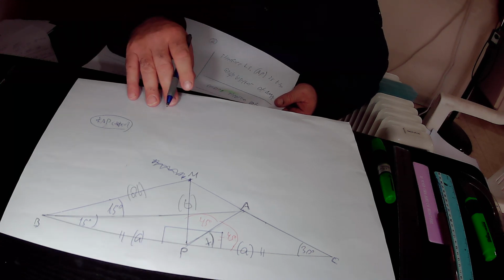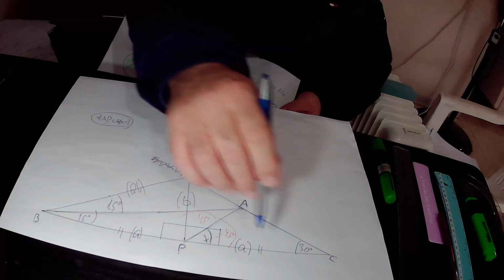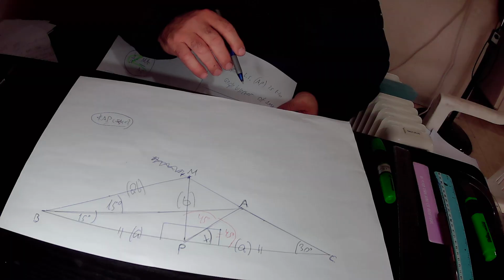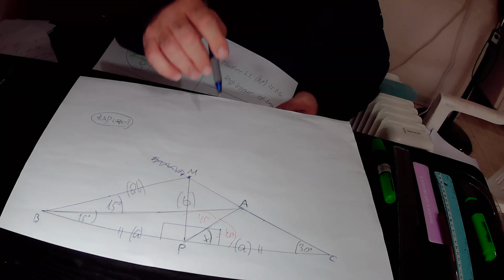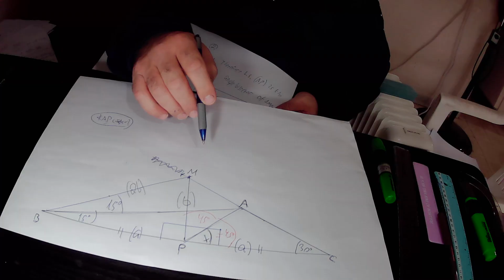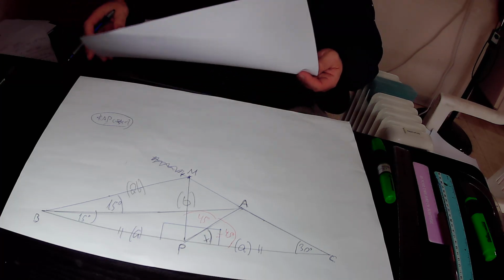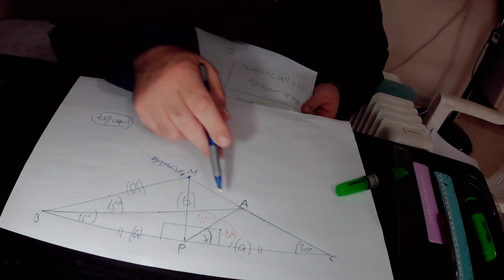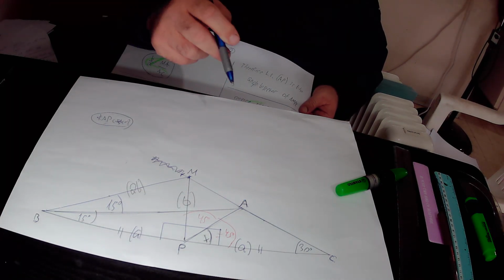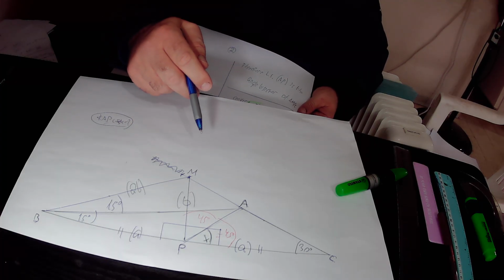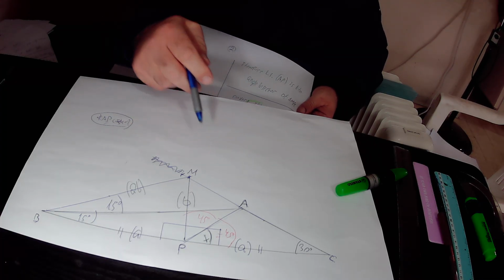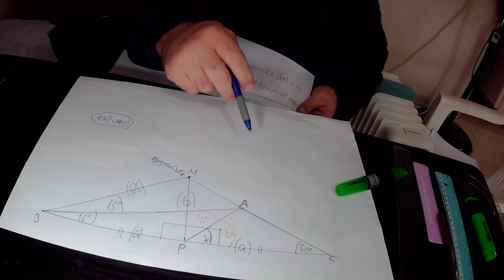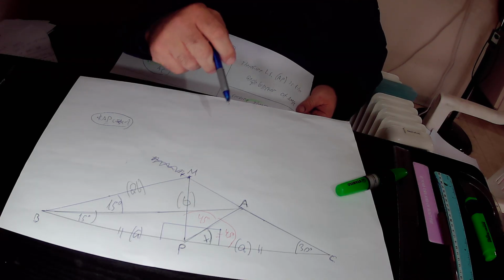In the next step, we focus on this right triangle MPC. In the triangle MPC, it is very easy to say that line segment AP divides the sides of this triangle MPC proportionally. That is to say, we found out that b over a equals MA over AC. Therefore, according to the converse of the angle bisector theorem, line segment AP must be the angle bisector of this triangle MPC.